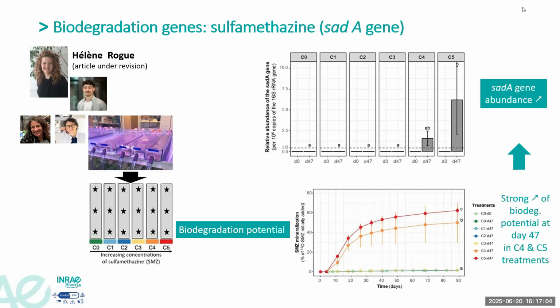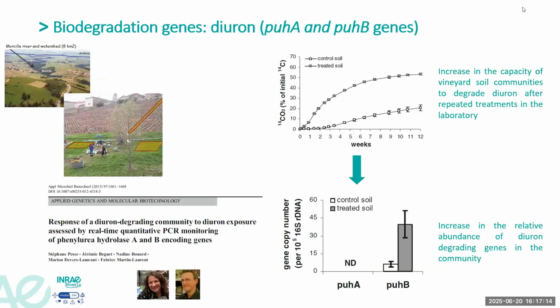But one limitation is that this kind of genes are generally not abundant in the community, so it's not always possible to detect them in the community according to the quantification level and detection level. Another example, with the study which was performed several years ago, is the degradation of diuron. We know several genes involved in this degradation, named PUH-A and PUH-B. For example, we exposed vineyard soils to different concentrations of diuron, and you can see here that the soils that were exposed to the higher level of diuron exhibited the higher capacity to degrade, and they also exhibited the highest abundance of this kind of gene.